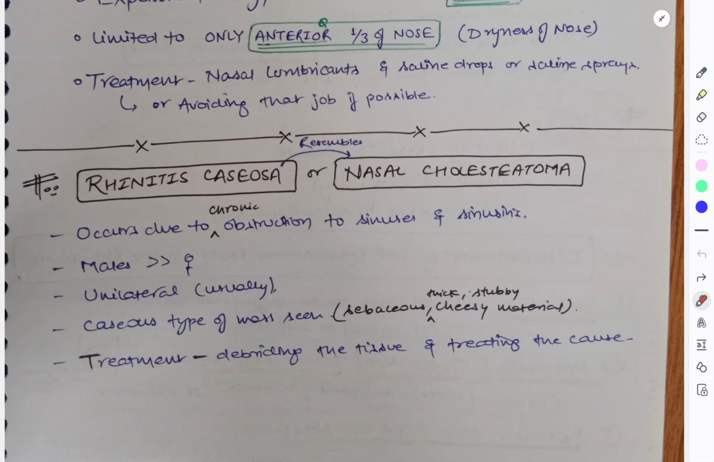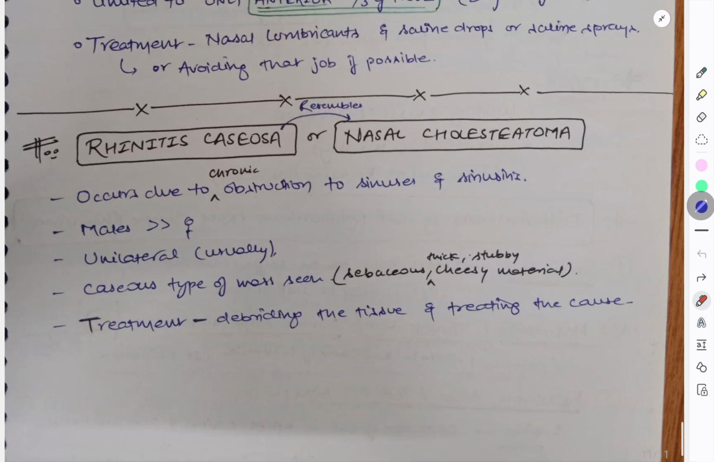The second thing is rhinitis caseosa, or nasal cholesteatoma. It occurs due to chronic obstruction to sinuses and sinusitis. It is often seen in males more than females. It is usually unilateral. A caseous type of mass is seen, that is sebaceous, thick, cheesy, stubby material. The treatment is debriding the tissue and treating the cause.